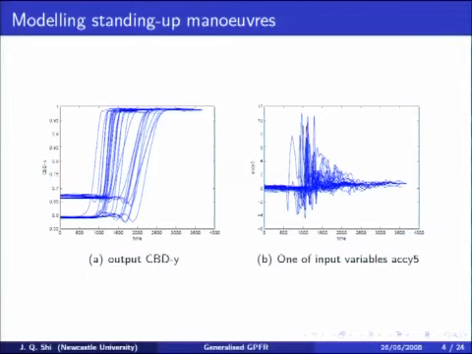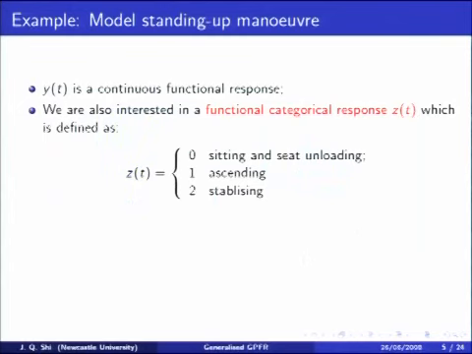Okay, this is some data. Each curve corresponds to one standing up. That one is the response variable, basically in the vertical direction, and this is one input variable. We can find there's a lot of noise in these input variables.